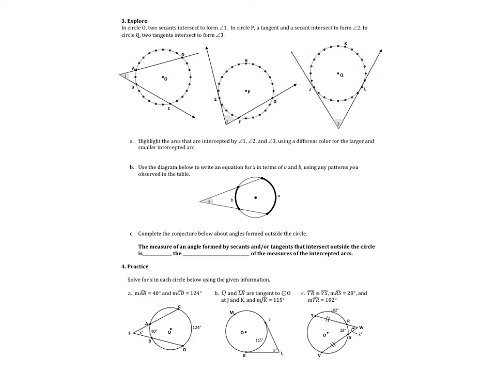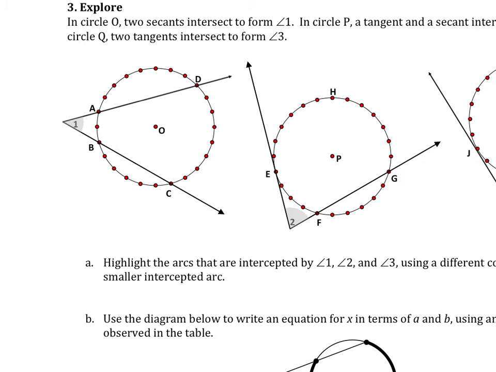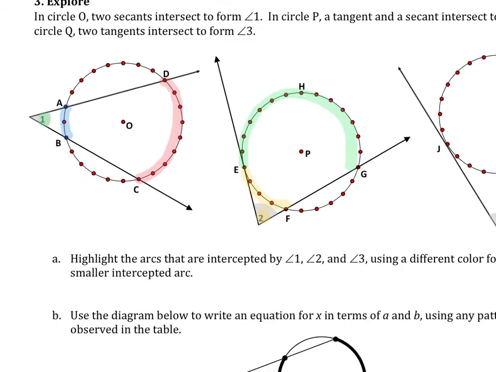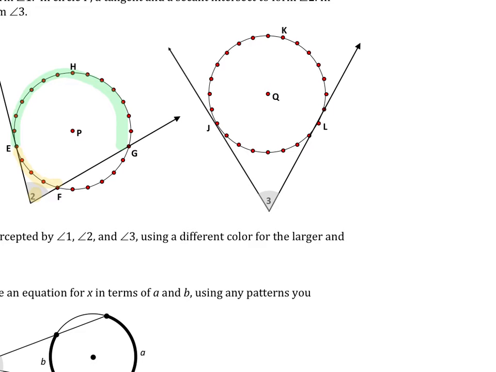So let's start by highlighting the intercepted arcs. In this example, angle 1 is equal to the big arc minus the small arc divided by 2. Angle 2 is equal to the big arc minus the small arc divided by 2. Again, in here, angle 3 is going to be the big arc minus the small arc divided by 2.